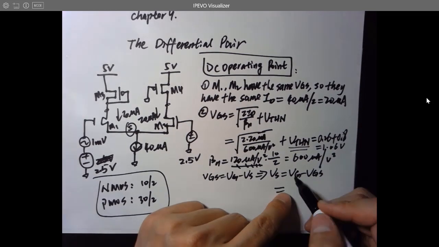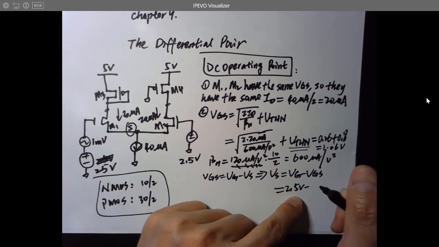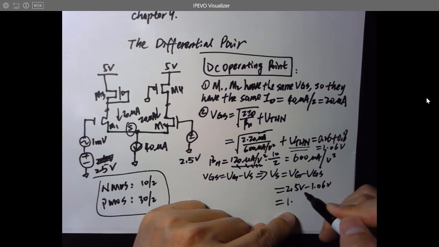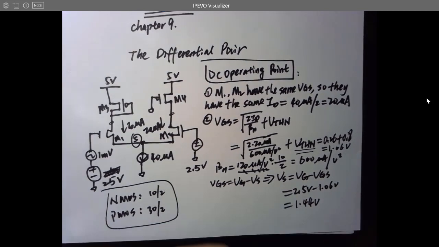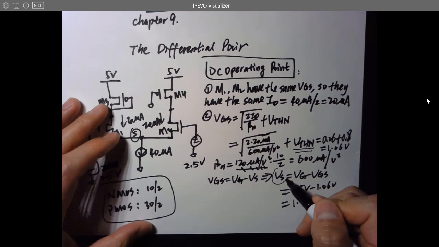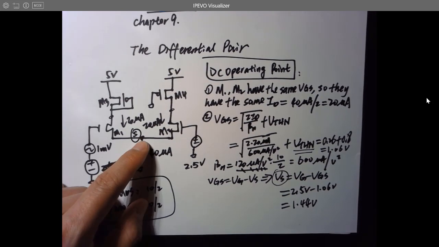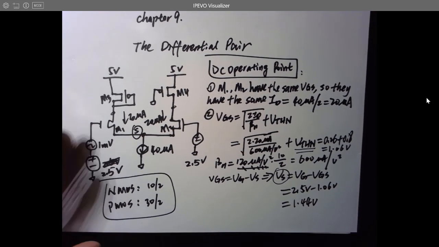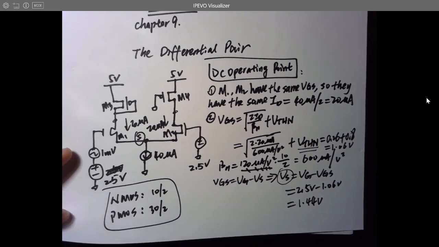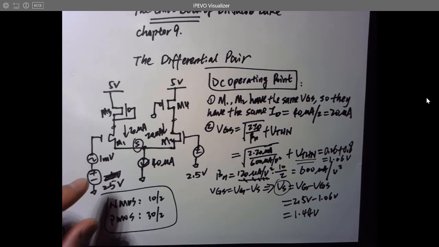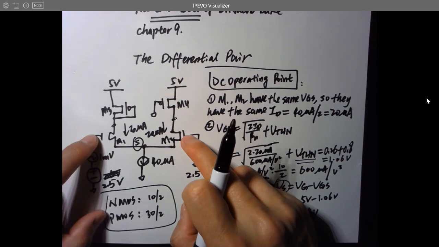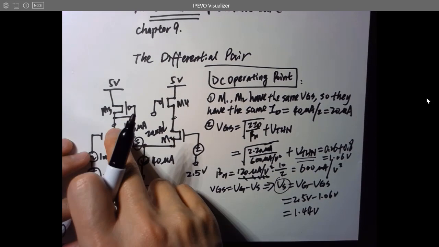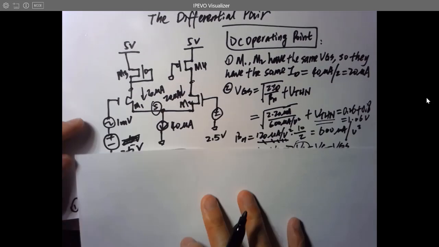So VG minus VGS will be 2.5 volts minus 1.06 volts, which is actually 1.44 volts. Okay, so that's VS. That's the voltage at this point. So that's the second step to calculate VS. What's the next one? Since we know VS right now, we know VG, we know VS, but we don't know this, we don't know this, right? So now let's do it one by one. So let's get this one first. So what is that one?